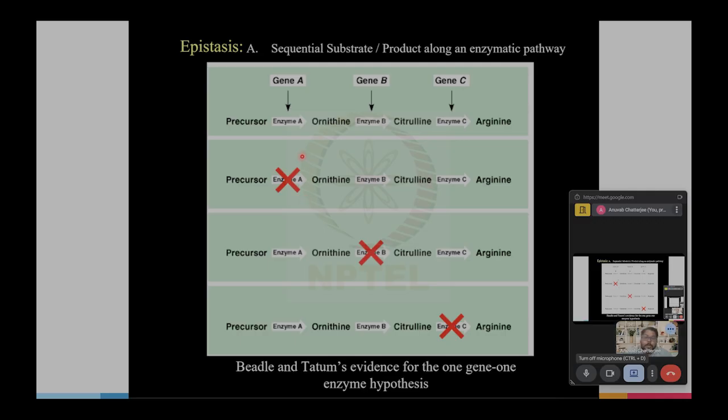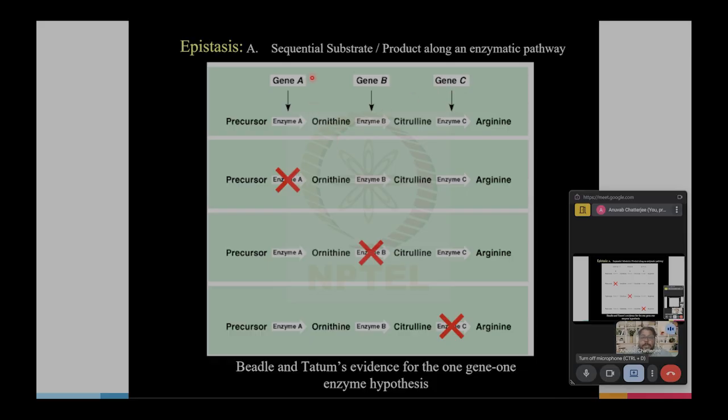Say you are looking at genes that you know act on the arginine synthesis pathway. There is a precursor which is then metabolized to ornithine, metabolized to citrulline, and finally metabolized to arginine. You want to figure out exactly the order in which these particular enzymes or genes act.